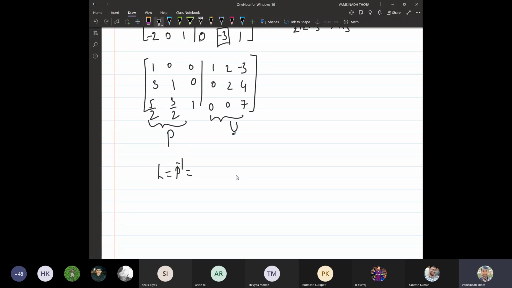Does P inverse exist or not? Of course it exists. Again, all the diagonal entries of this are 1, so the determinant is also 1. I hope everyone knows that the determinant of a diagonal matrix or lower triangular matrix or upper triangular matrix is simply the product of the principal diagonal elements. Now it is a 3 by 3 matrix. In the earlier example we had only 2 by 2, so we wrote P inverse. But here evaluating P inverse will take some time.